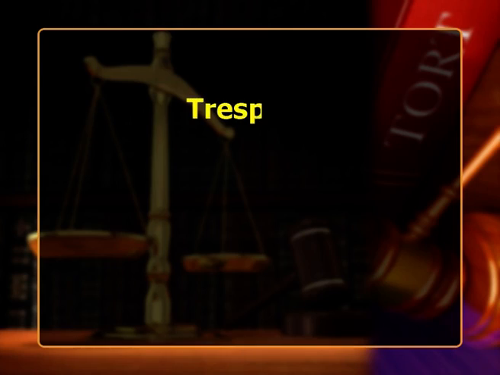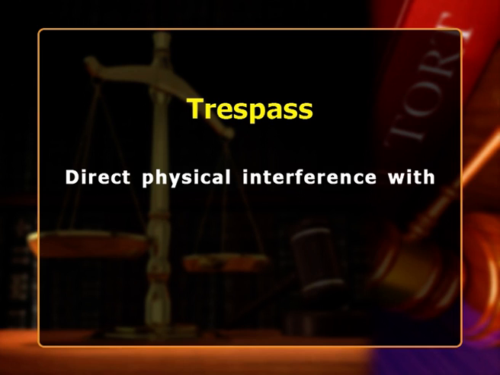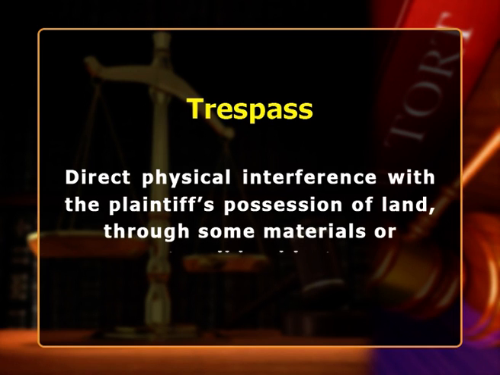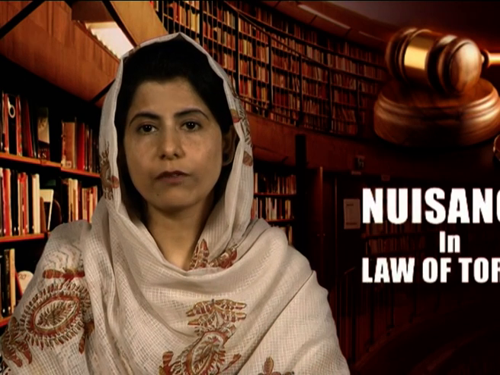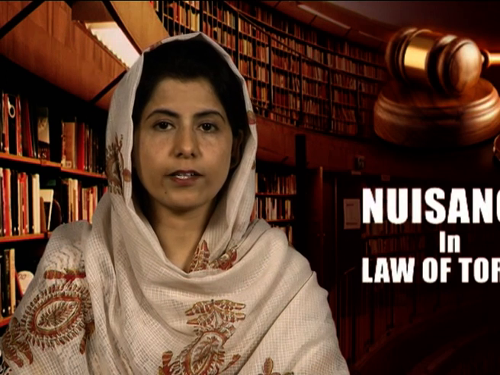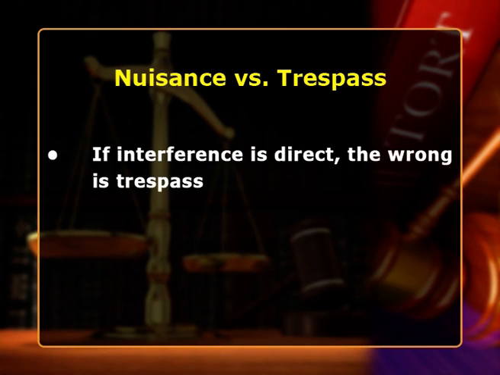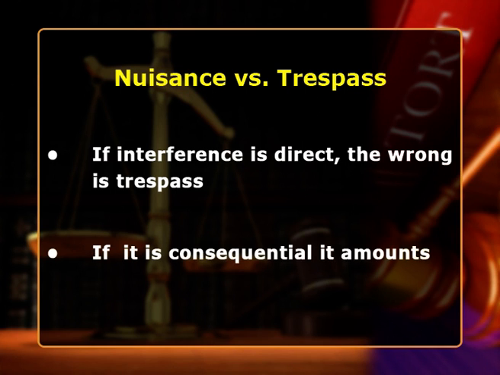Nuisance is distinguished from trespass. Trespass is a direct physical interference with the plaintiff's possession of land through some material or tangible objects. The points of distinction between the two are as follows. If interference is direct, the wrong is trespass. If it is consequential, it amounts to nuisance.